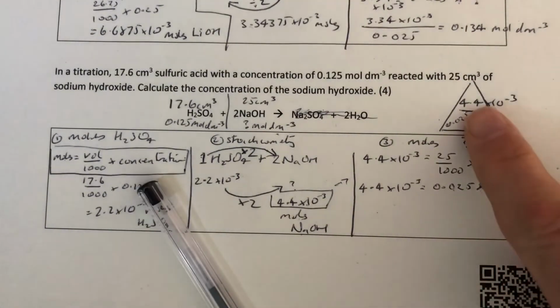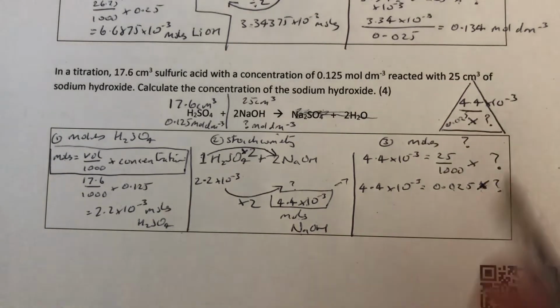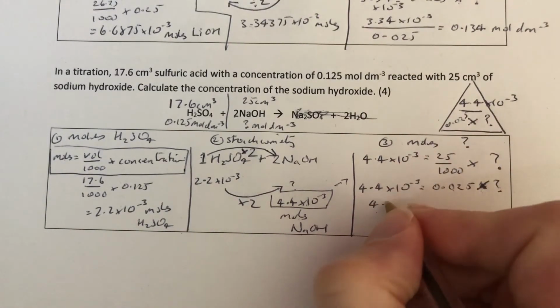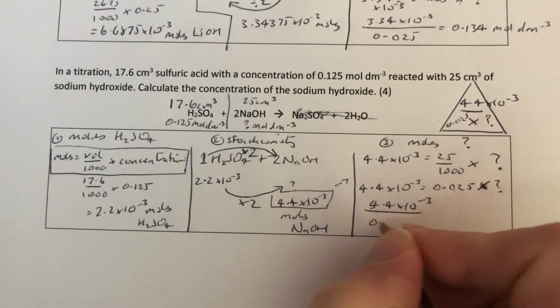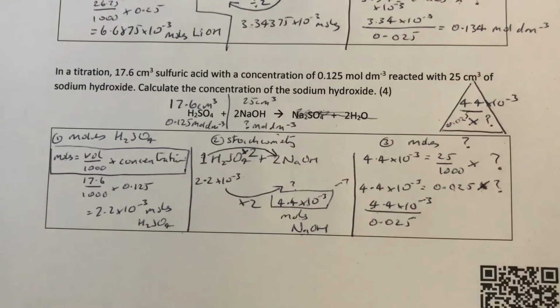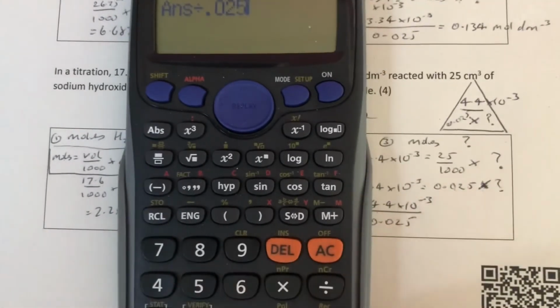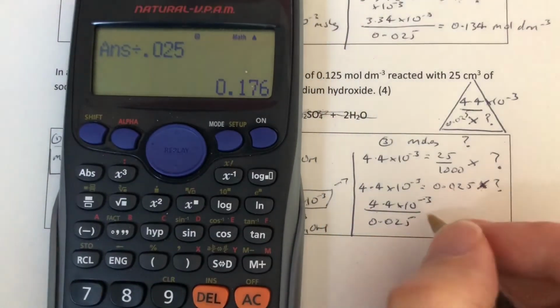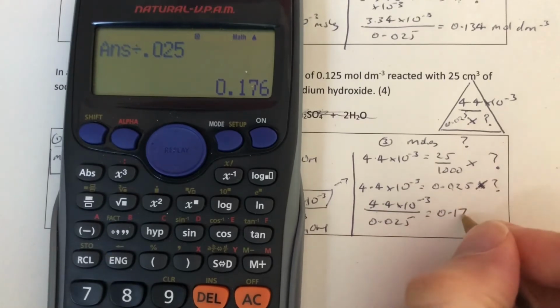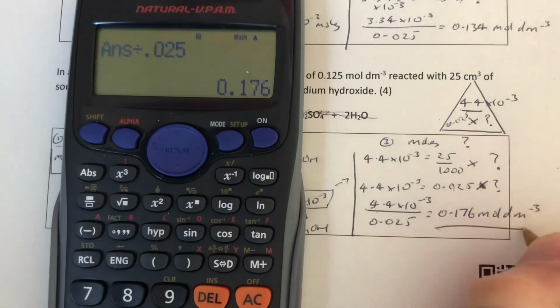Okay, finger over the question mark. 4.4 times 10 to the minus 3 divided by 0.025 is what my formula triangle tells me. So 4.4 times 10 to the minus 3 divided by 0.025, and that will be our final answer. It equals 0.176 moles per decimetre cubed. Mole per decimetre cubed is the unit for concentration. Don't forget the unit. There's our final answer.